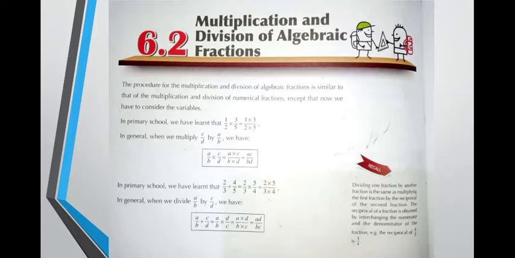In primary school, we have learned that 2 over 3 divided by 4 over 5 is 2 over 3 times 5 over 4. When you divide by a fraction, it's the same thing as multiplying by the fraction upside down. So look at the inside box: A over B divided by C over D will be A over B times D over C, which is AD over BC.